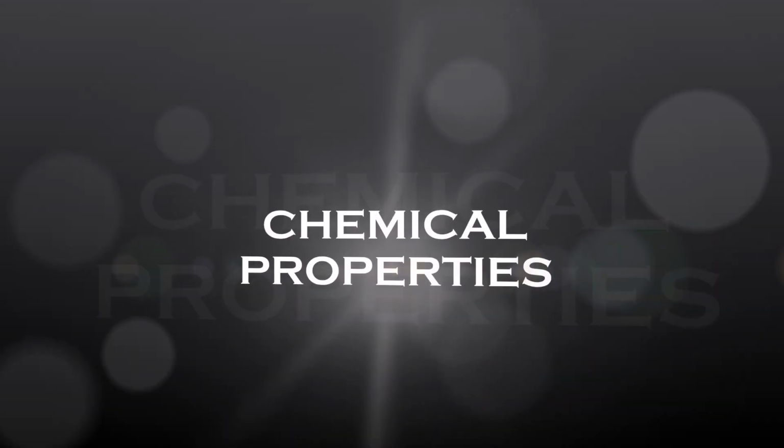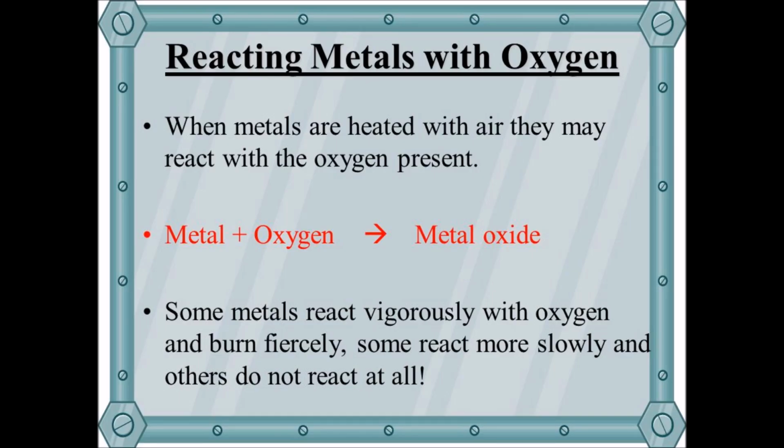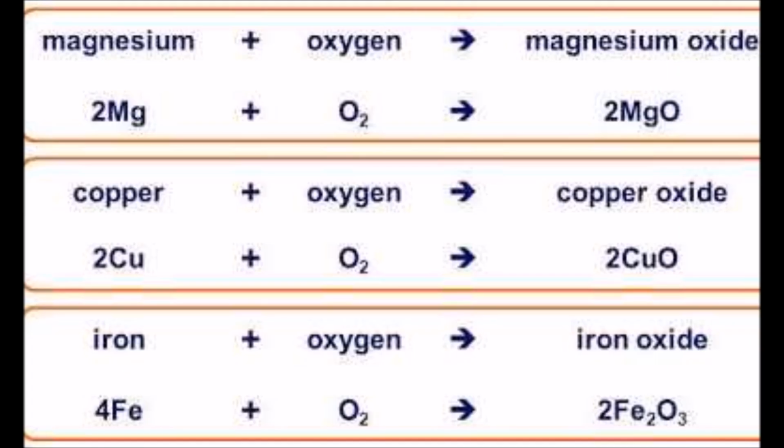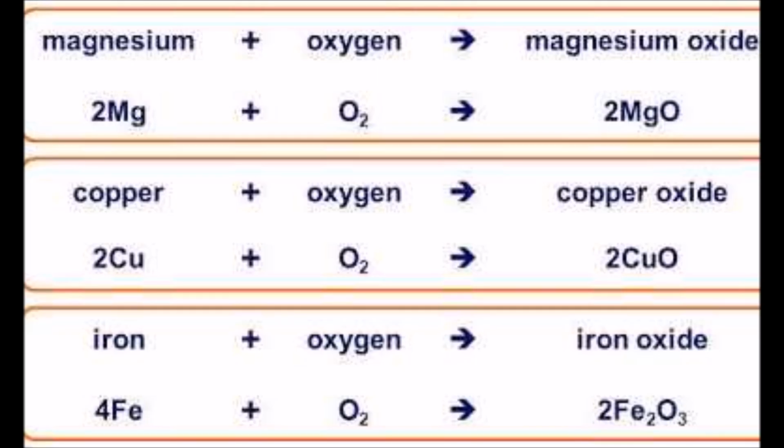Now, let's learn about the chemical properties of metals. Let me react the metals with air first. Metals combine with oxygen to form metal oxide. A few examples: when copper reacts with oxygen, it forms copper oxide, which is black in color, whereas aluminium reacting with oxygen gives rise to aluminium oxide. Magnesium reacting with oxygen gives rise to magnesium oxide.